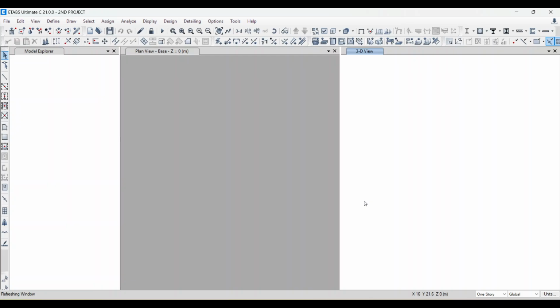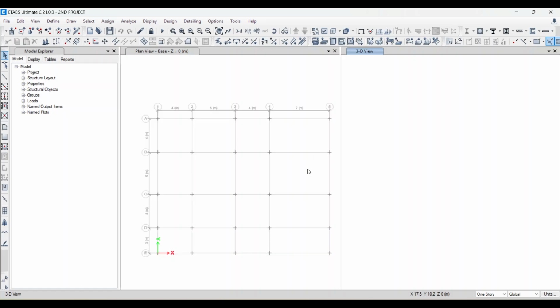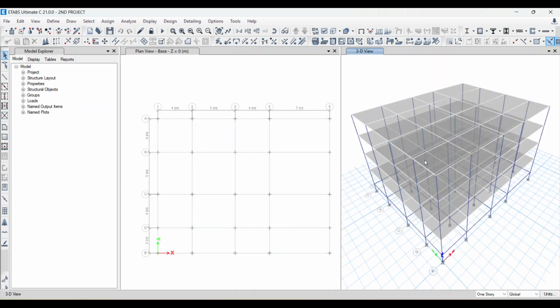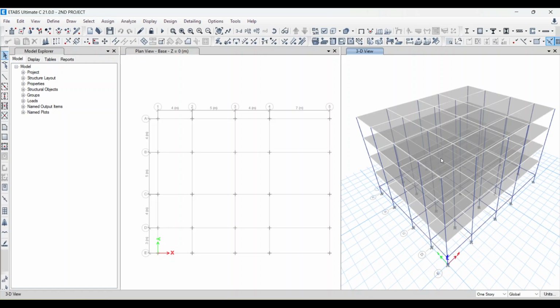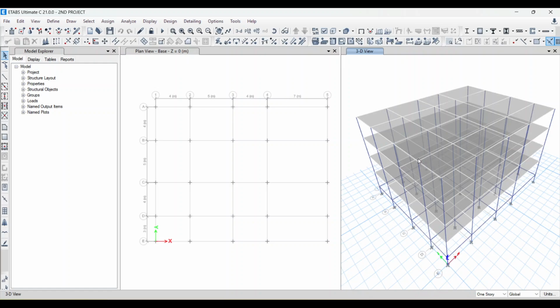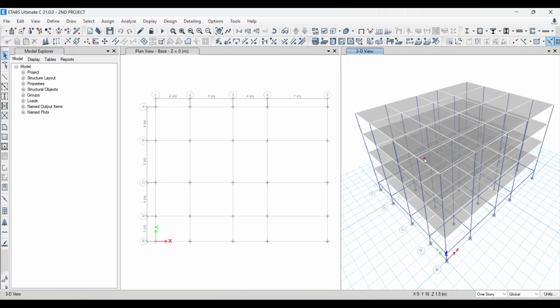Today is our ETABS class 6. In the previous class we designed the model. Okay, so the modeling part is done, and now we will see the loading part. In today's session we will also understand some concepts.